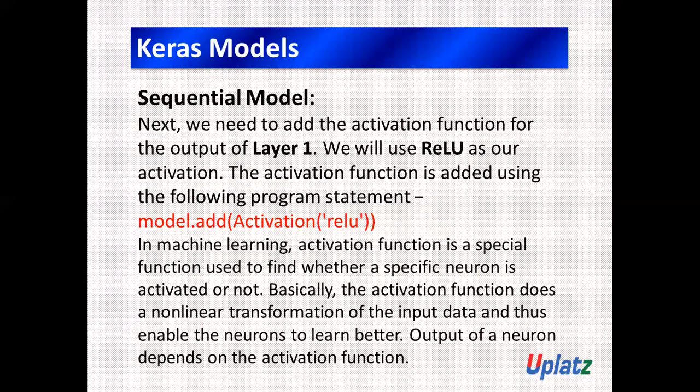So what is the activation? In machine learning, an activation function is a special function used to find out whether a specific neuron is activated or not. Basically, the activation function does a non-linear transformation of input data and thus enables the neurons to learn better. So the output of a neuron depends on the activation function.